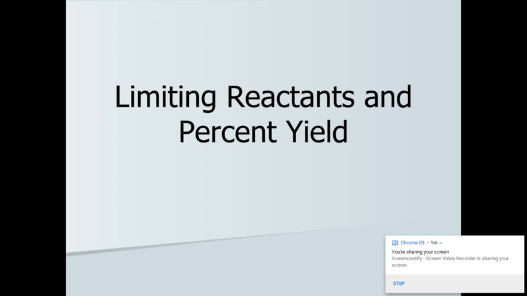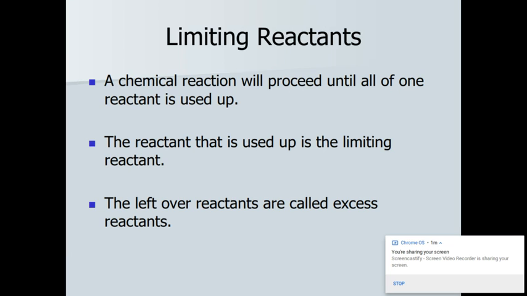There's two ways we can measure that, and that's limiting reactants and percent yield. So I wanted to talk about it really quickly here. It's going to be short and sweet. Limiting reactants are basically what is stopping a chemical reaction. A chemical reaction is just going to keep going once it gets started, until one of the reactants is used up.